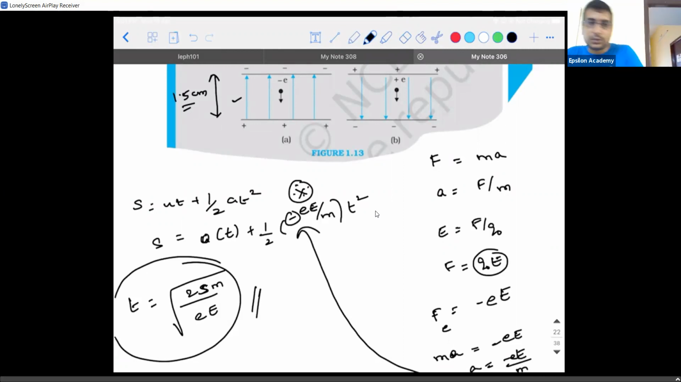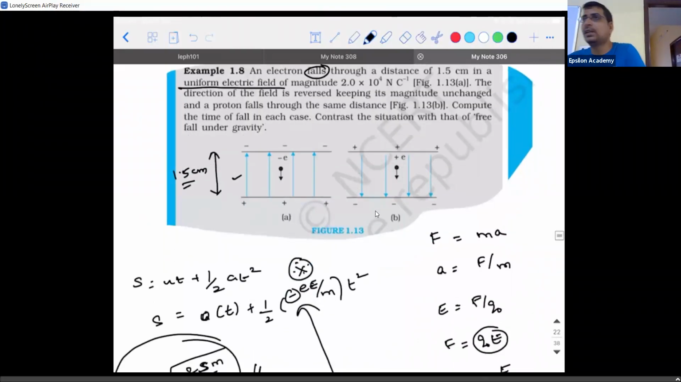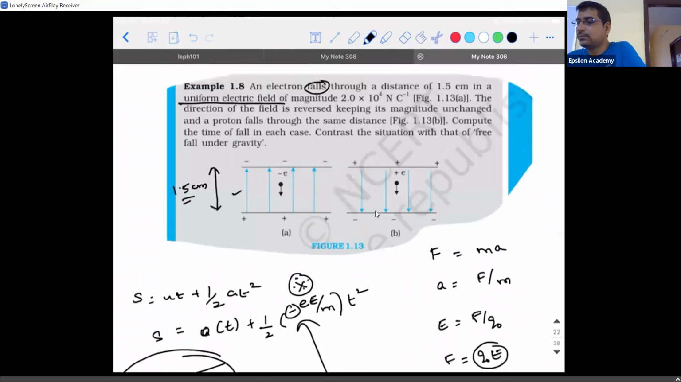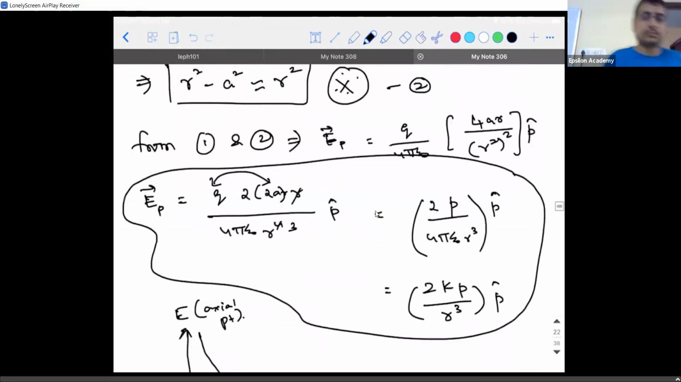Right. So that's all for today. Tomorrow's class we will discuss electric field lines. Then we will go to another concept called Gauss law. Before Gauss law, we'll see what is electric flux. Okay. So revise and come.